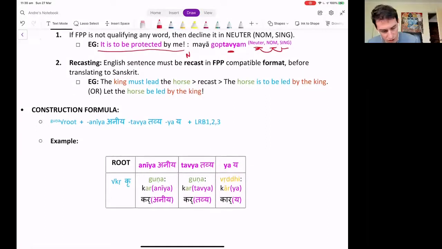Recasting. Suppose you see in the book something like "the king must lead the horse." Then you recast it. It just means to restructure it in a compatible format: "The horse is to be led by the king." Okay, so you go from this into that.